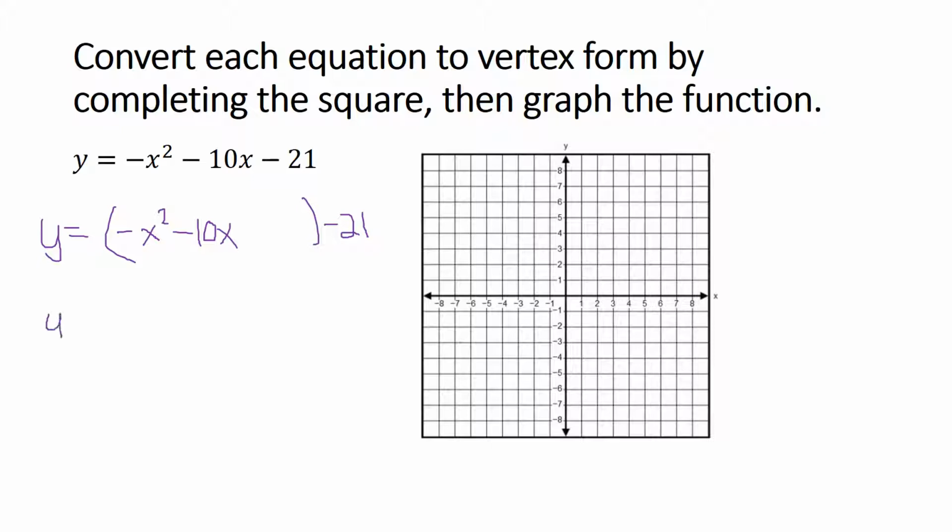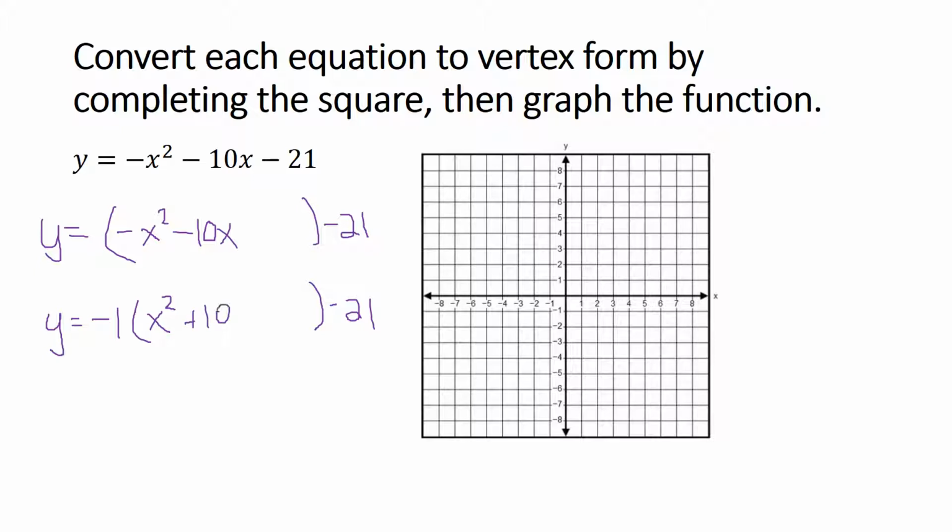Now, here we have negative x squared. We don't want negative x squared. We want a positive x squared. So we're going to divide by negative 1, or factor out a negative 1. So the negative 1 just goes to the front. And if I divide this by negative 1, that would give me a positive x squared. If I divide negative 10 by negative 1, that gives me a positive 10x.